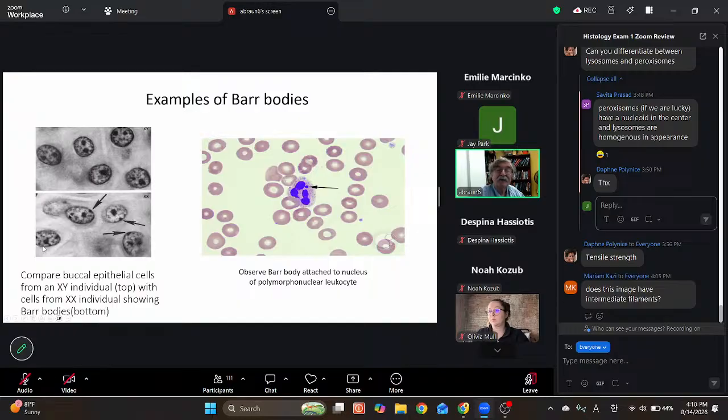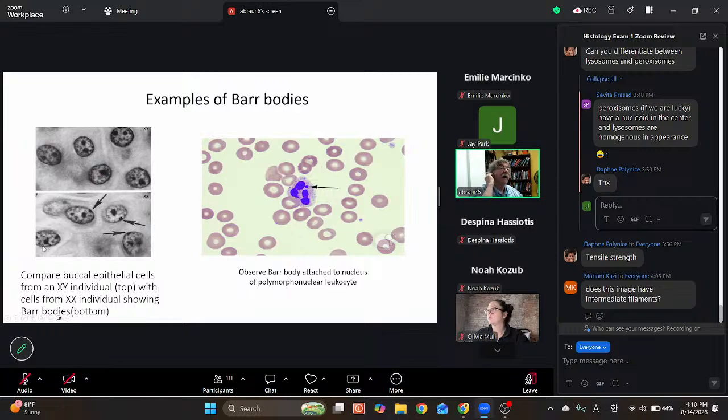This is chromatin, which is heterochromatin, okay? But it's not a bar body. A bar body is that somewhat discrete mass. That's a single condensed X chromosome. There it is, a single condensed X chromosome.